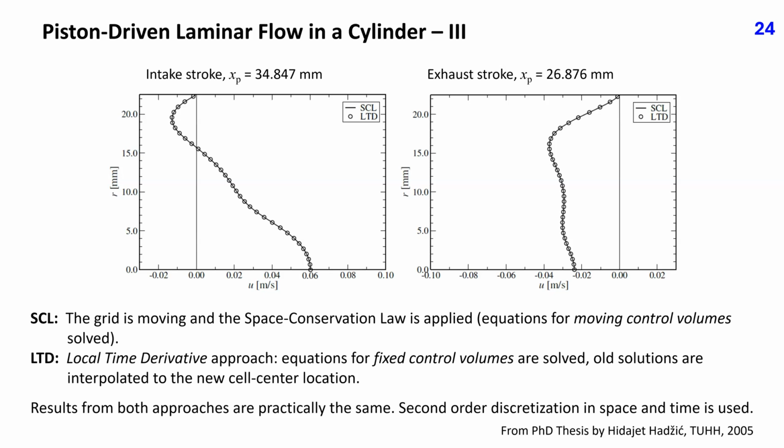These two plots show the comparison of radial profiles of axial velocity at 2 instants, one within intake and one within exhaust stroke, computed using the two approaches. SCL denotes the approach in which the space conservation law is applied and equations for moving control volumes are solved. LTD denotes the local time derivative approach in which equations for fixed control volumes are solved and all solutions are interpolated to the new cell center location.